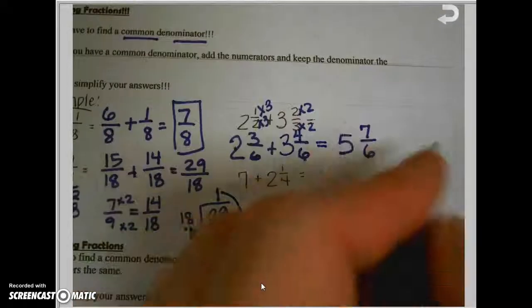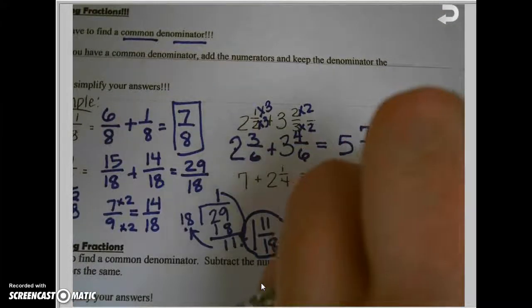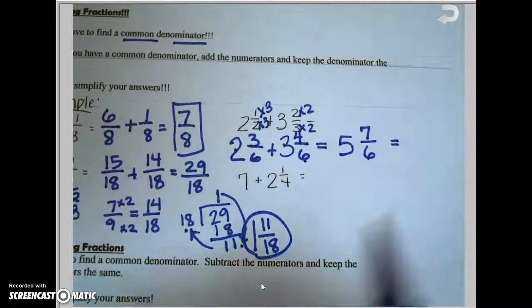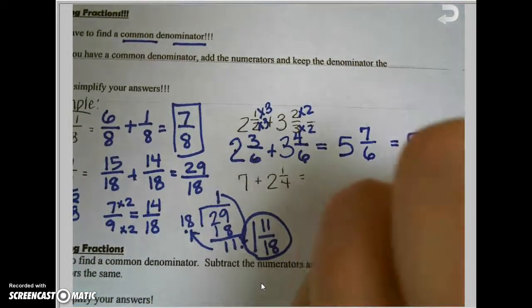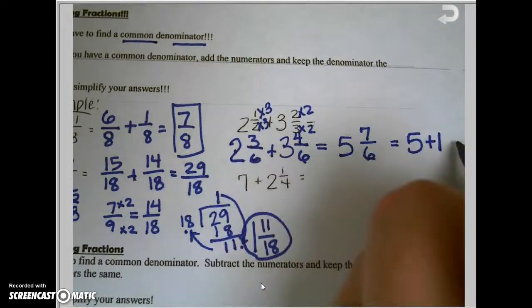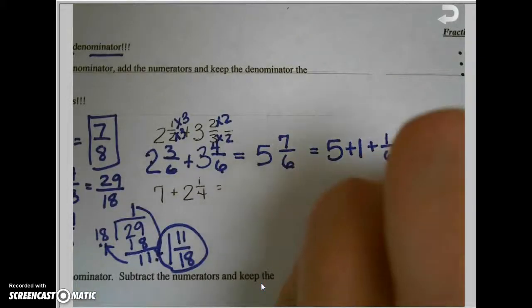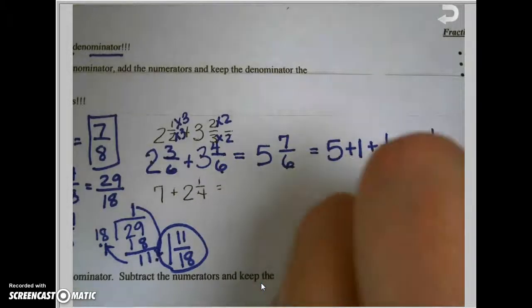Now, 7/6 is improper. So what I'm saying is, how many times can I pull 6 out of 7? And I would say 1 time. So that's another whole number. And then I'd have 1/6 left over. So 1 and 1/6 is the same thing as 7/6. So that's going to be 6 and 1/6.